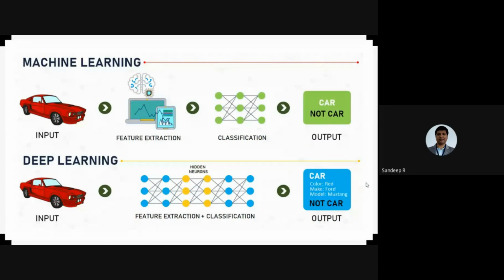To be very specific with a common example, say for machine learning, some expertise is required to extract the features, and then we have a model for the classification purpose. It would say a car or not a car. But when it comes to deep learning, I'm just trying to relatively compare it. For the same input, we have automated both the feature extraction and the model for classification, and it would not only say car, but it would say the color is red, make is Ford, model is Mustang, or whether it's not a car. So we can have a better implementation of the applications that we want to build.